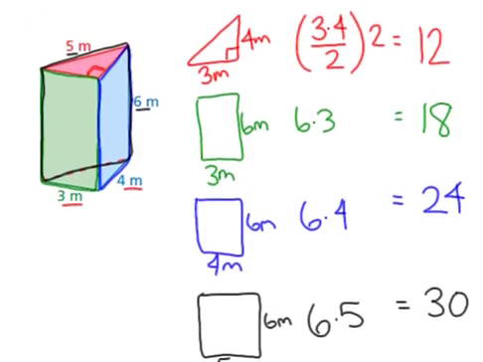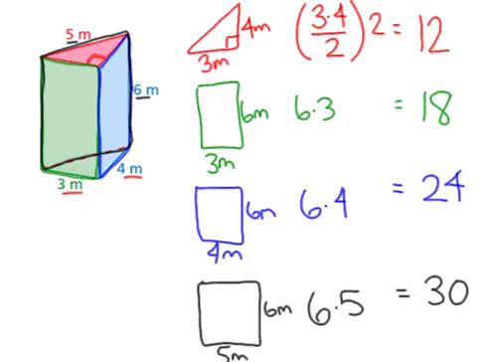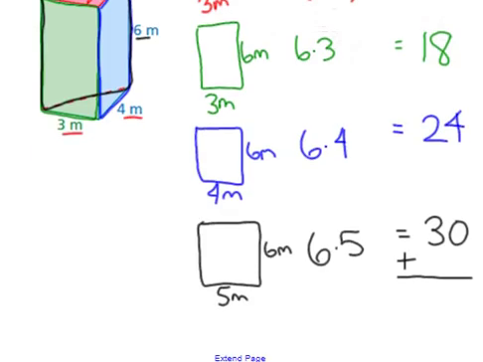All right, that represents all 5 sides, because remember there were 2 triangles and 3 rectangles. So now I'm just going to add up all of those values. So 12 plus 18 plus 24 plus 30. And when I add up all of those, I get a total of 84 meters squared. So as you can see with the triangular prism, it'll be better to just find the area of each face and then add them all up instead of relying on the formula that we did for the first ones.